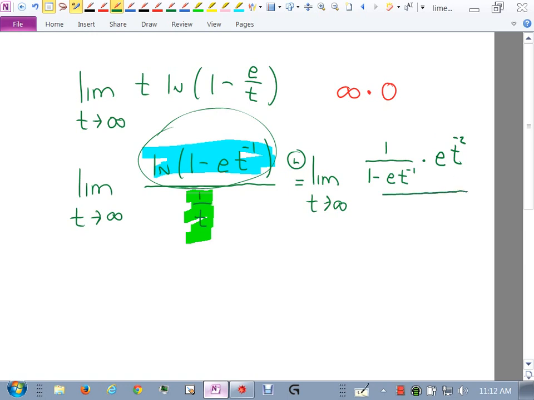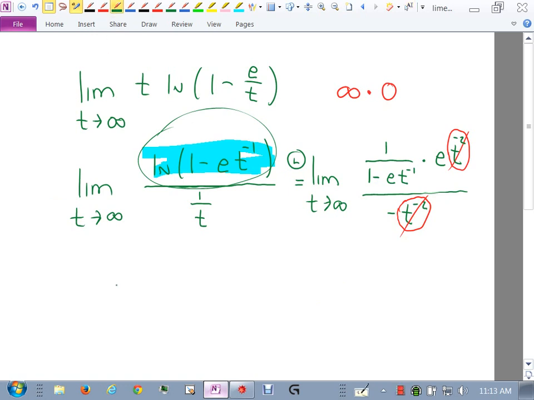And then all of this over the derivative of the bottom. Right? Derivative of this is negative 1 over t squared, or can I just put negative t to the negative 2? Like that? Same thing. And this right here and this right here are the exact same thing, aren't they? So they cancel out. And now let t go to infinity again.